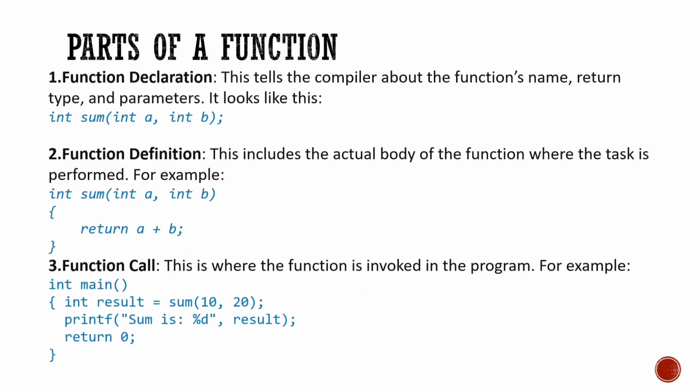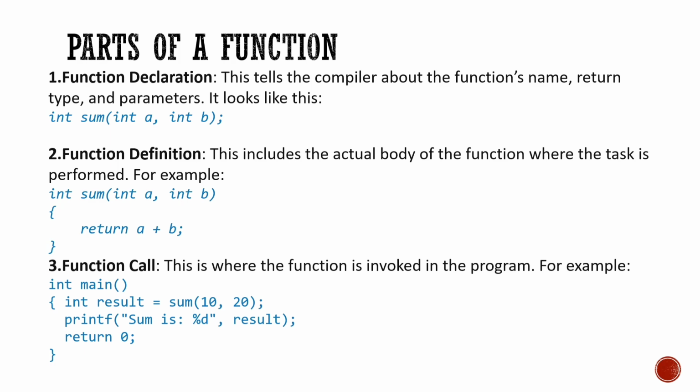Parts of a function. A function has mainly three parts: declaration, definition and call. Declaration, when we declare a function. As you can see here in the blue part, this way we declare a function. Int, this is the return type. Sum, this is the name of the function. And int a, int b, these two are parameters.